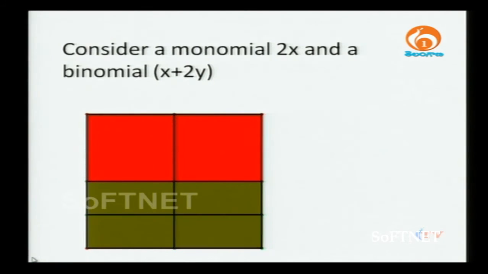In this, the first 2 are squares, each of length x units. So, each square is of area x square. 2 such squares are there. So, it is 2x square.